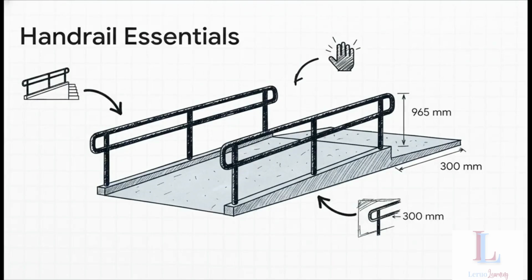Now, handrails. These are not an optional extra. They are absolutely essential for safety. You need them on both sides at a height that's comfortable whether you're sitting or standing. And check out that last point. They should stick out 300 millimeters past the slope. Why? So someone can get a firm grip before they even start going up or down. That's what I call smart, proactive design.